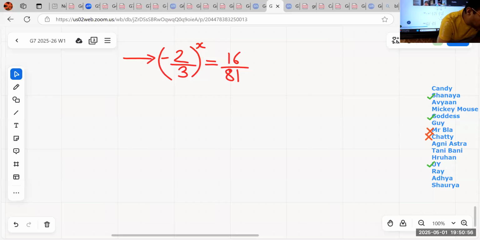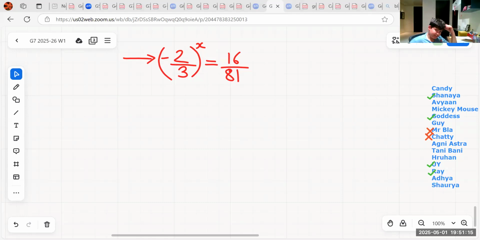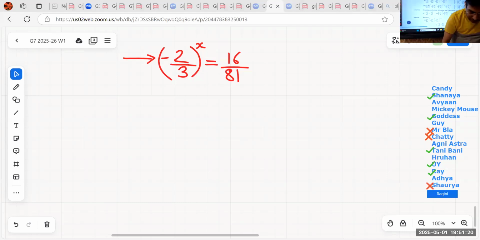Mr. Ba. Sir, can the exponent be in fractions? It can be, but not for your grade.